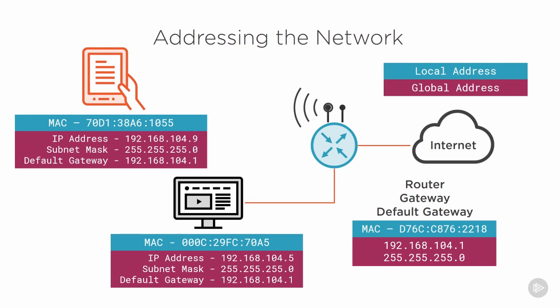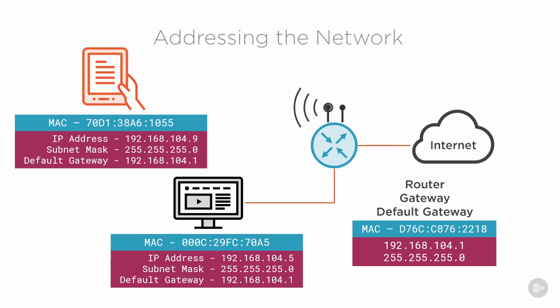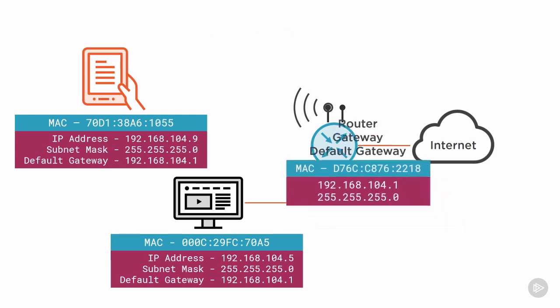The default gateway is our router, and the default gateway on our workstation or our tablet here is going to be programmed with the IP address of our router itself. So if we look over at the router on the lower right-hand side of the screen, it has an IP address 192.168.104.1. We're going to take a look at the subnet mask in a second here. But before we get there, let's look at how we separate this out.